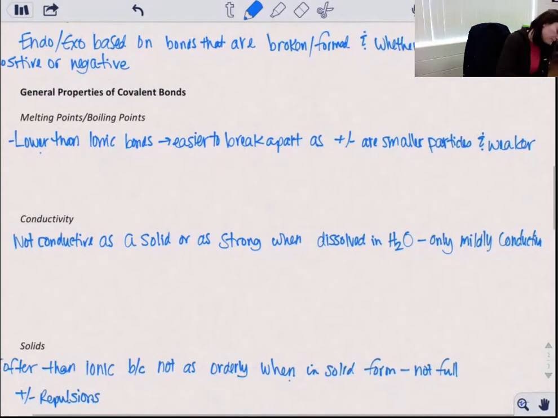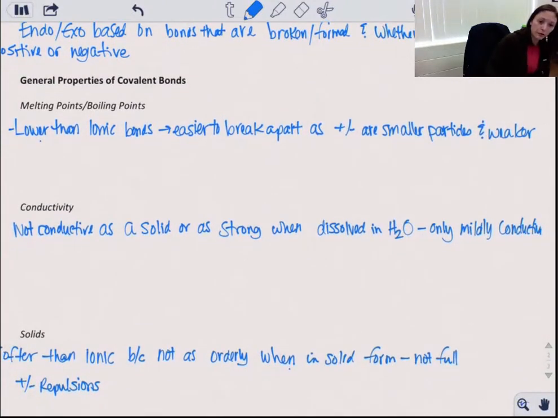Okay, the last thing here we're going to look at is the general properties of covalent bonds. Okay, you have lower melting points than ionic bonds because they're easier to break. Because like I said earlier, they are smaller positive, negative particles. We're talking about little subatomic particles, not whole atoms that are positive or negative. So they are much weaker.